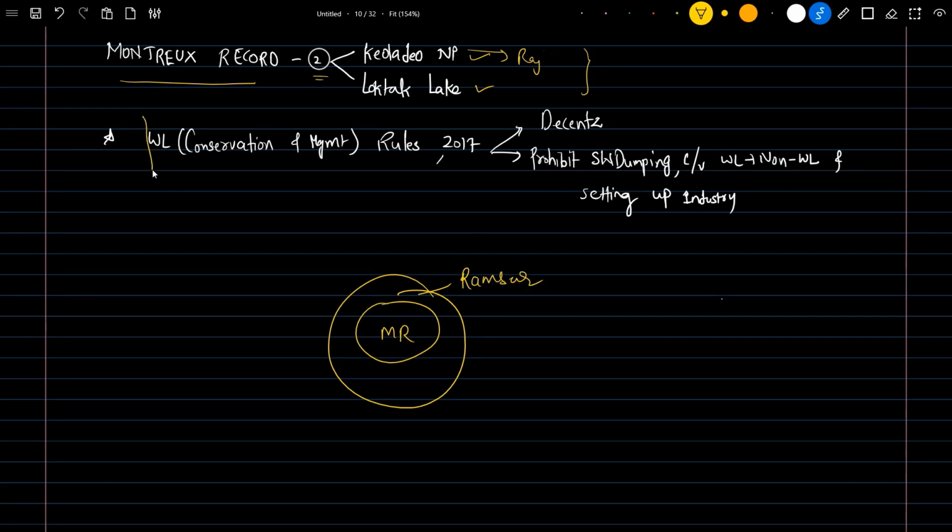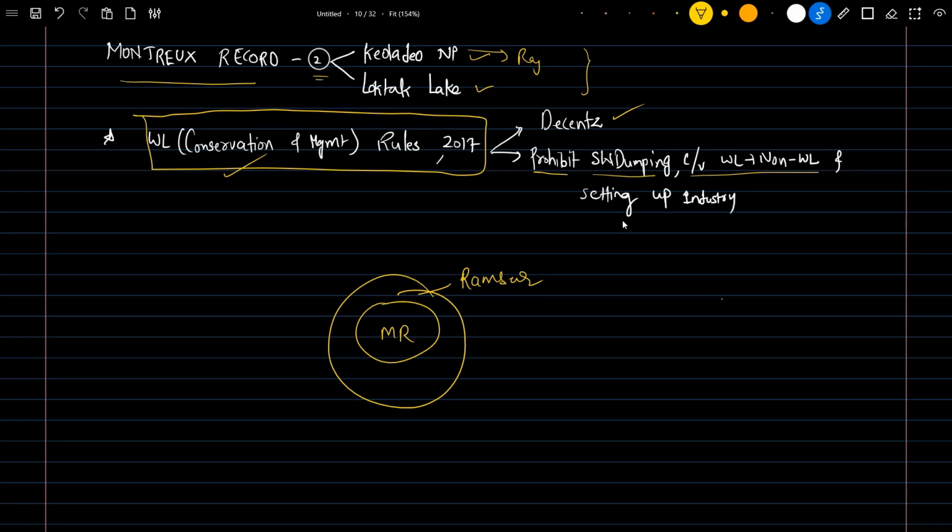Next, another important rule that is present in India with respect to wetlands is the Wetland Conservation and Management Rules 2017. It basically provides more power to the states for protection and conservation of wetlands. So decentralization happens. It also prohibits solid waste dumping, it prohibits converting a wetland into non-wetland use, and it prohibits setting up any new industry or expanding existing industries.